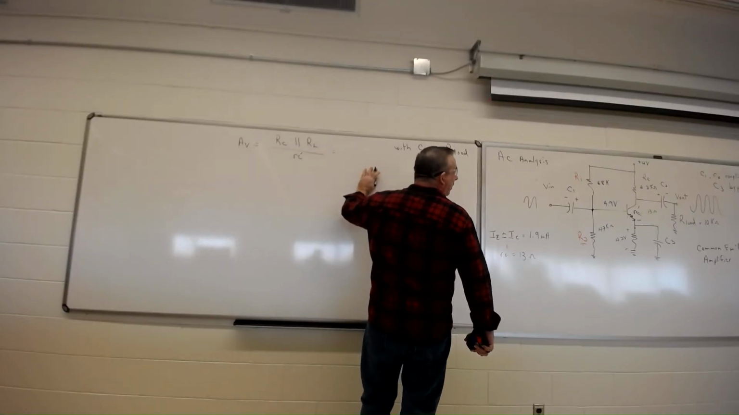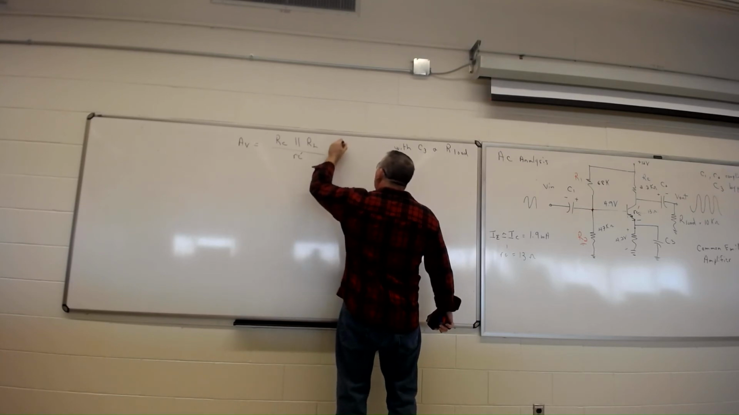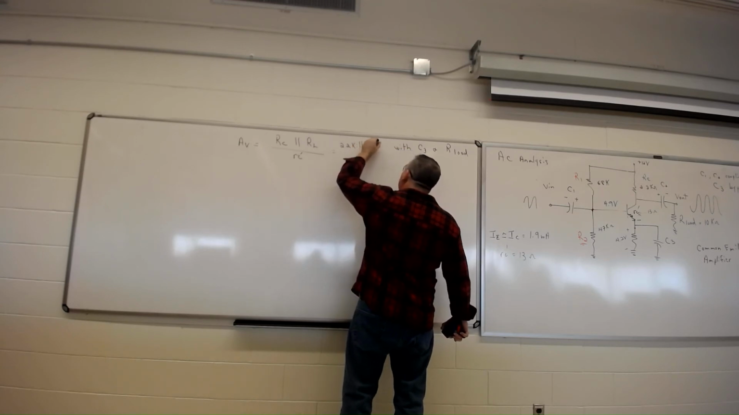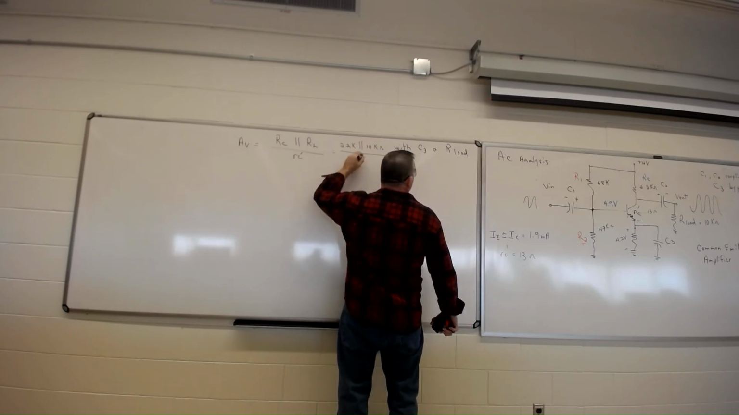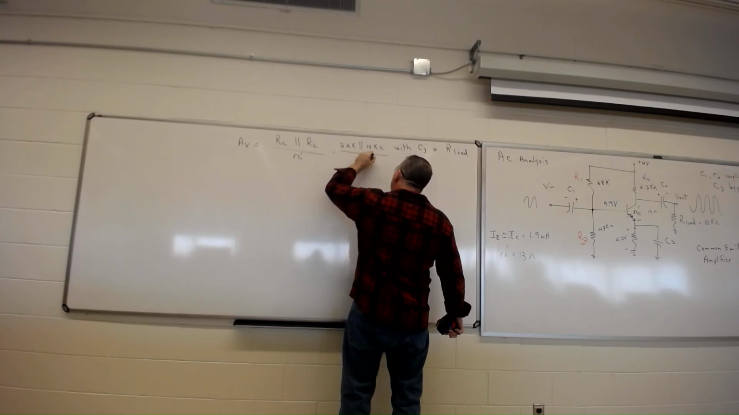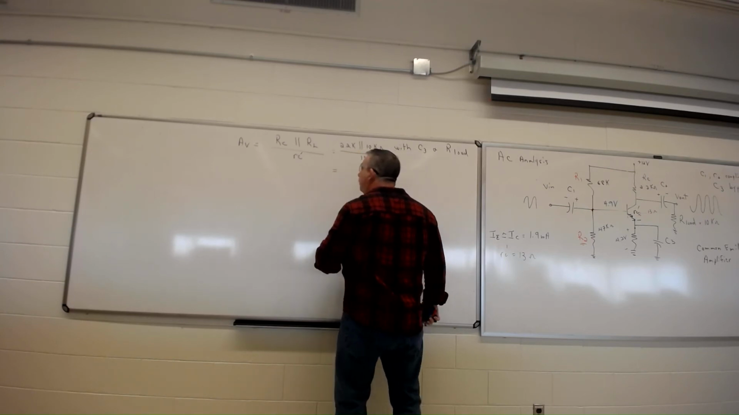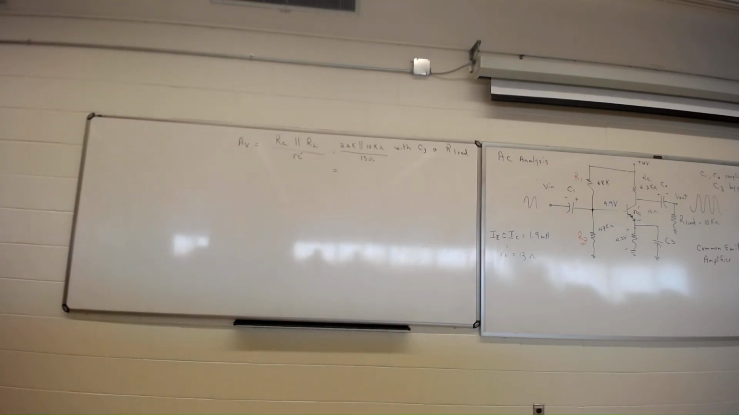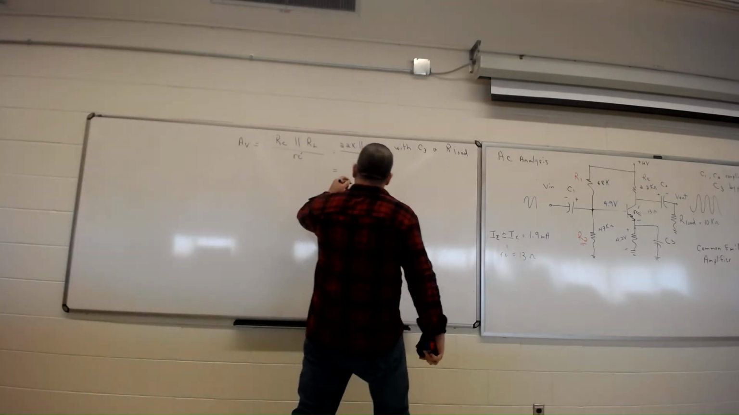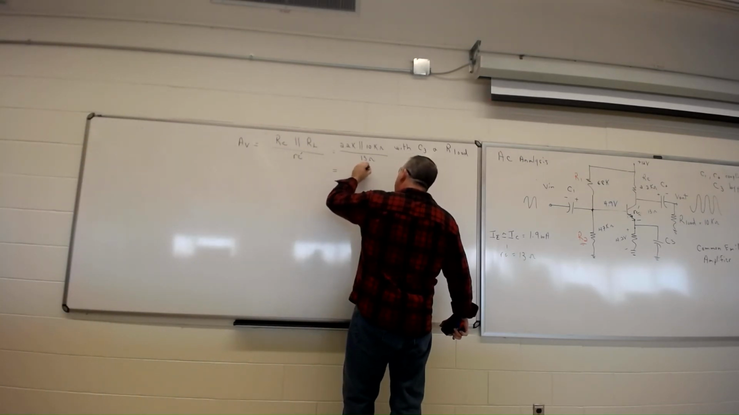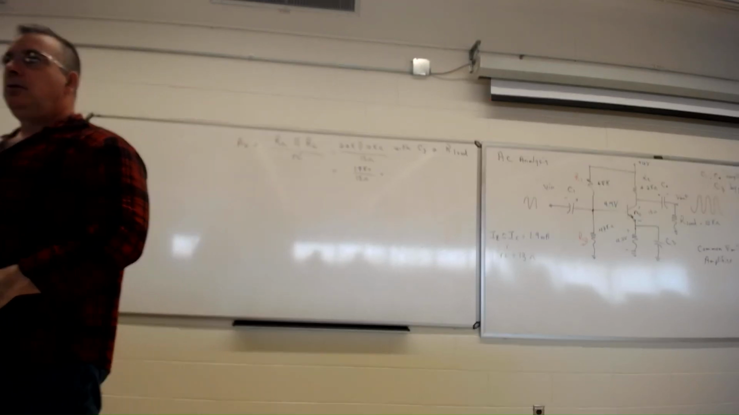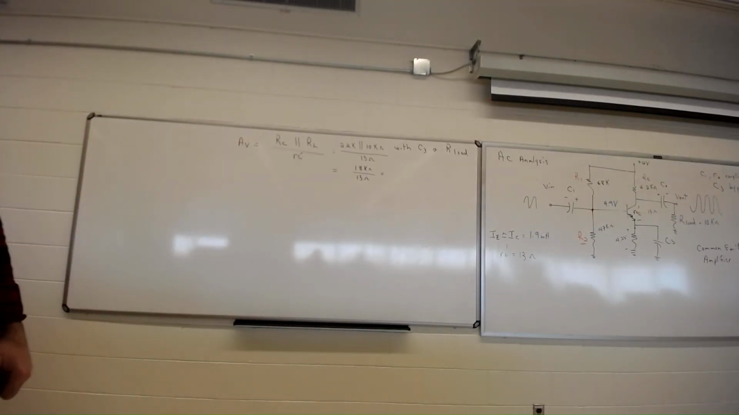So RC in parallel with RL is going to be 2.2K in parallel with 10K over 13 ohms. Go figure out what that's going to be. It's going to be something like 100 and something. So 2.2K in parallel with 10K is about 1.8K over 13 ohms. Take your calculator, give me a number.